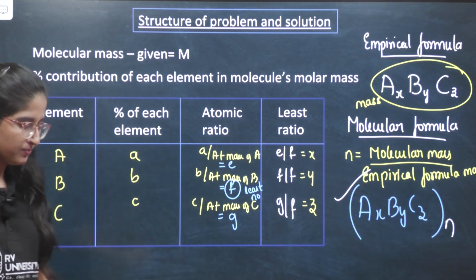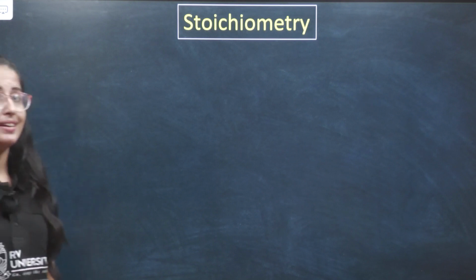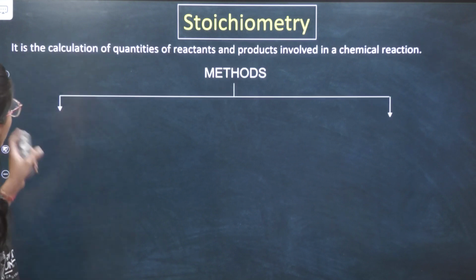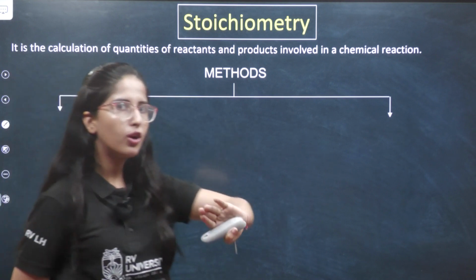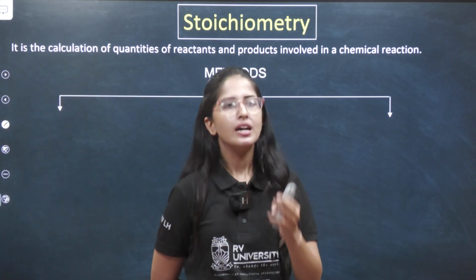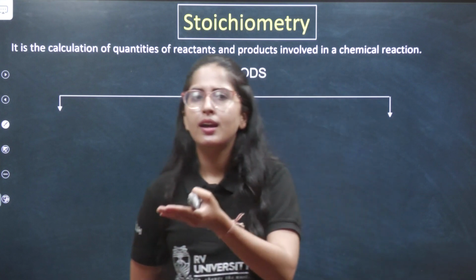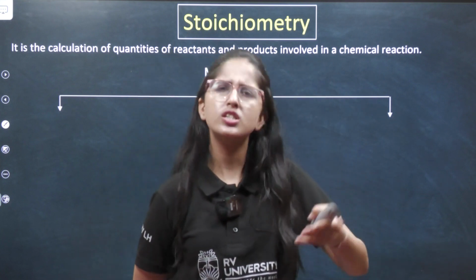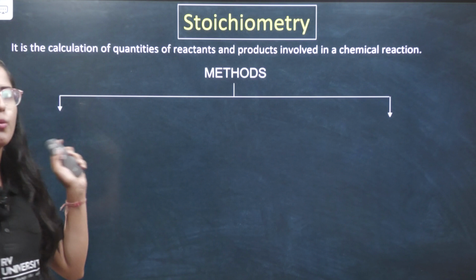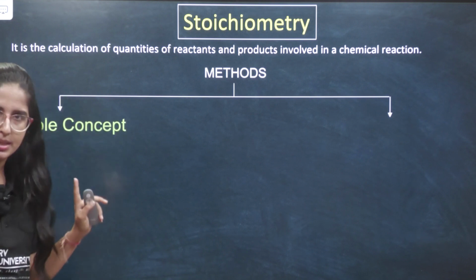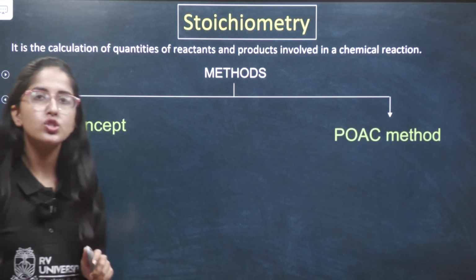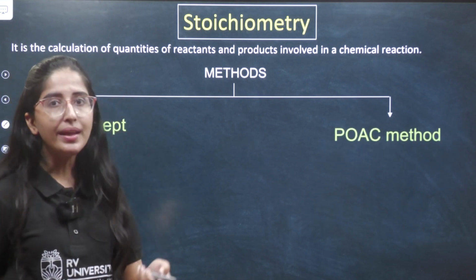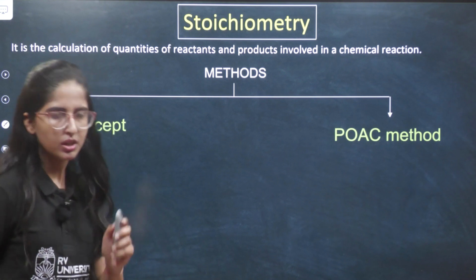Nothing is different. Now understand stoichiometry. Stoichiometry is nothing but the calculation of quantities of reactants and products involved in a chemical reaction. That is, how much A is there and how much B is there, which is reactive. Okay. So there are two methods. First is the mole concept. You can use the mole concept to find the amount, or you can use the POAC method, principle of atom conservation, which I will explain.